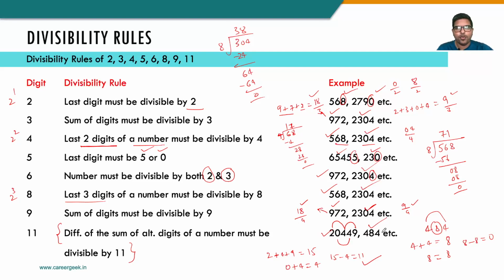Okay, so 2, 4 and 8: last digit, last two digits, last three digits. 3 and 9, the sum must be divisible by 3 and 9 respectively. 6, nothing to do, even number divisible by 3, and remaining is 5, which is straightforward. The only thing is 11. You start with the leftmost number, take the sum of alternate numbers and the remaining sum of alternate numbers and take the difference and check whether the difference is divisible by 11 or not.